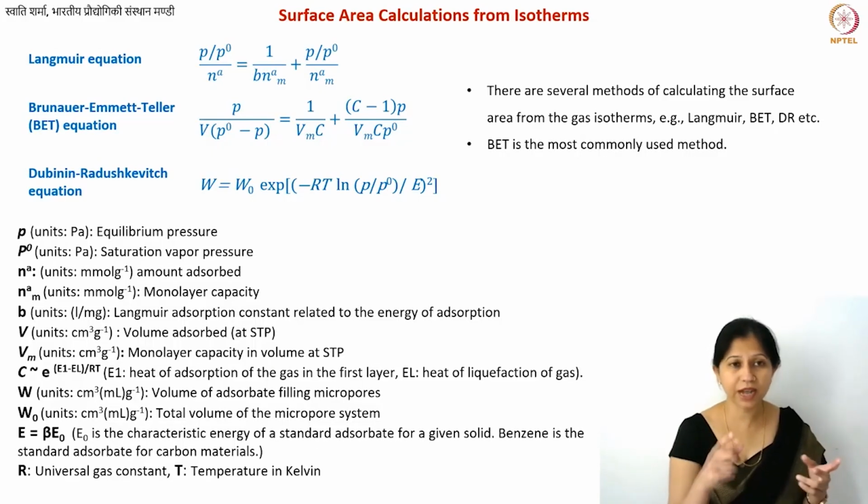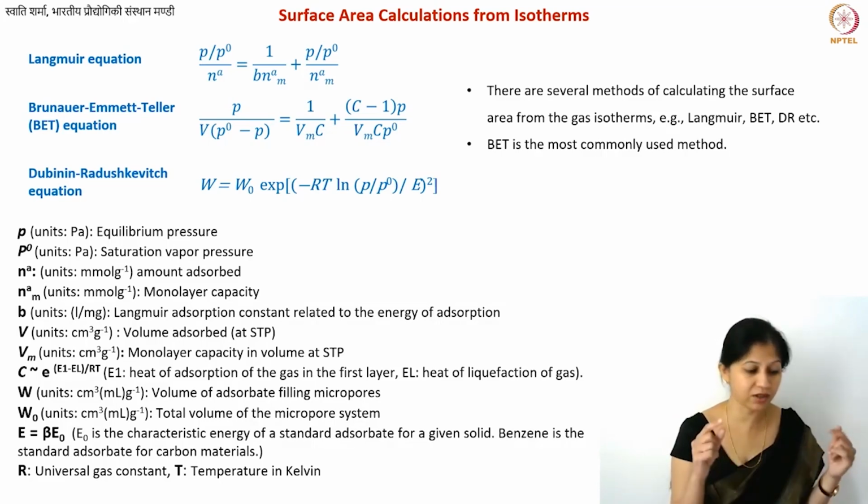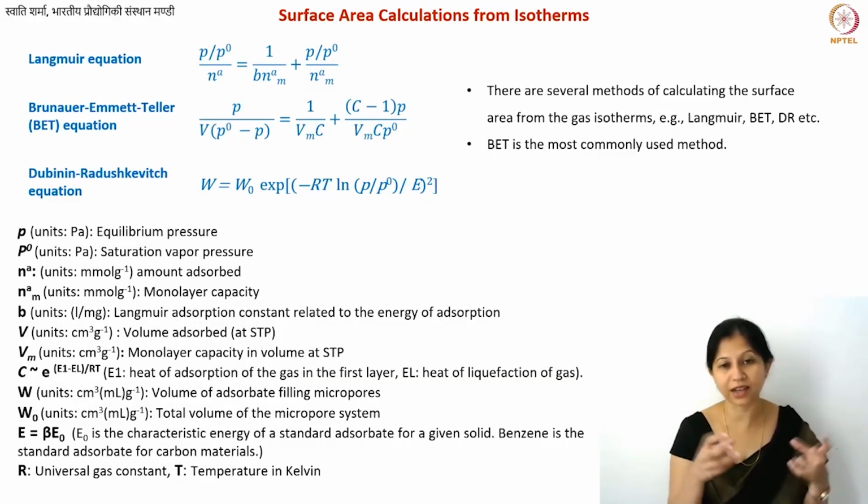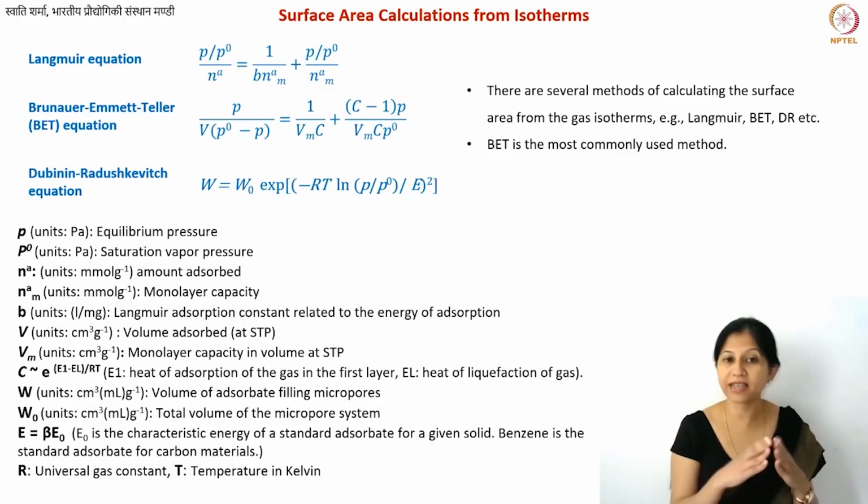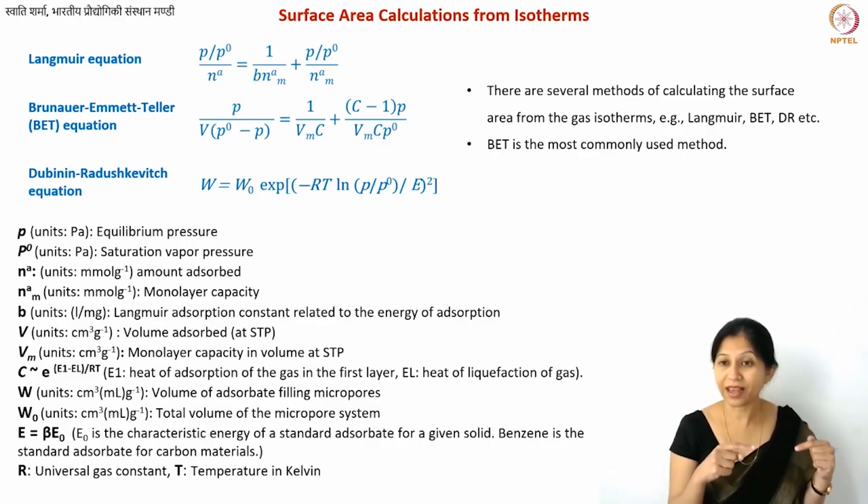Okay, the third one, the DR equation, there you see this energy term. This is also calculated based on the characteristics of your material. So you will assume that there is some standard adsorbate for every type of material, and the characteristic energy of adsorption of that particular standard adsorbate is what you will take as the value of E0, and beta is a constant. Then you will calculate the value of E. So you will also need to know some of these constants and parameters. Also the value of C, I have shown how to calculate. C is the constant in the BET equation.